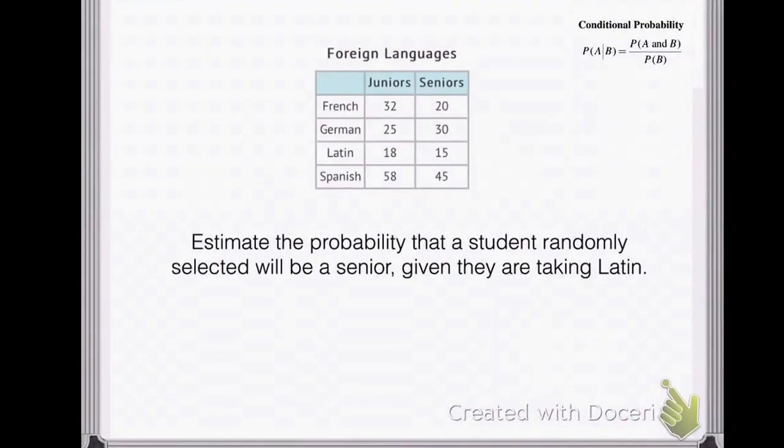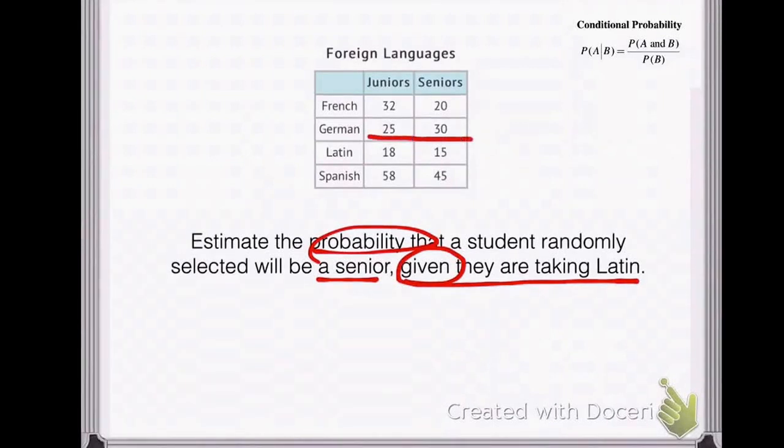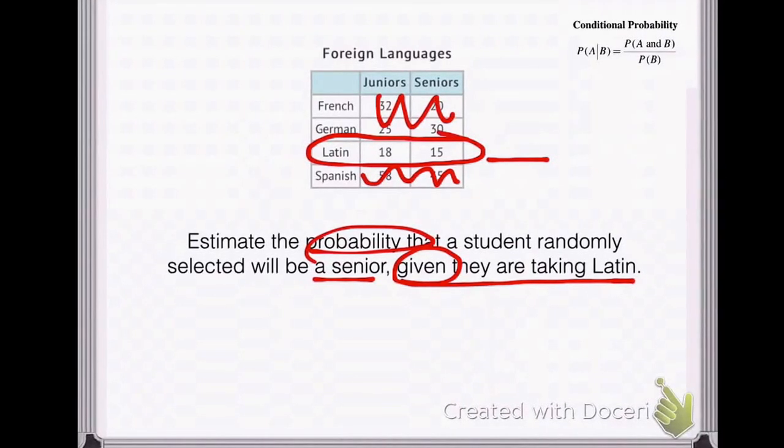You do this one. Estimate the probability that a student randomly selected will be a senior given they are taking Latin. So we want Latin only. All the other numbers are eliminated. Don't forget to find your total.